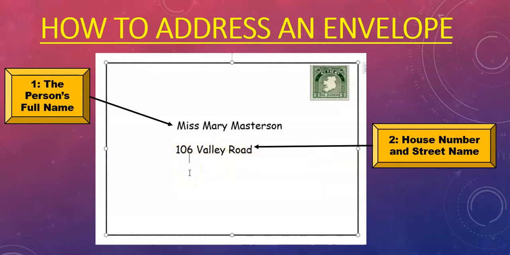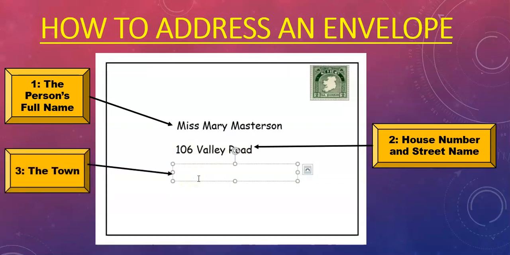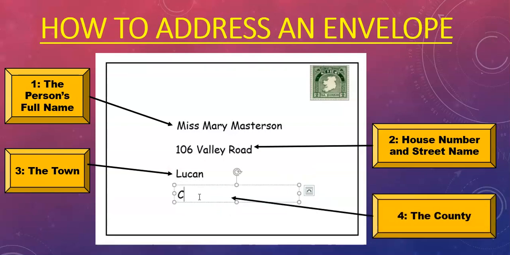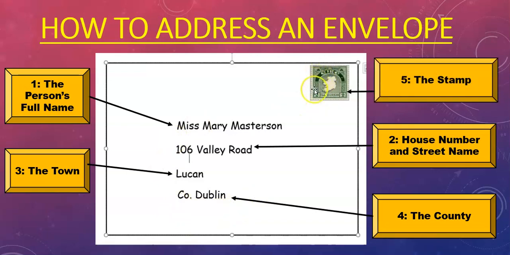Now we need to know the town or the area. And let's just make it easy. Let's say Mary lives in Lucan. And we all know that the county that Lucan is in is County Dublin. So now when the postman comes to deliver this letter, he can see that it is for Miss Mary Masterson, and she lives at 106 Valley Road, which is in the town of Lucan in County Dublin. And very important when we're posting letters, you have to remember to put the stamp up here in the top right hand corner.